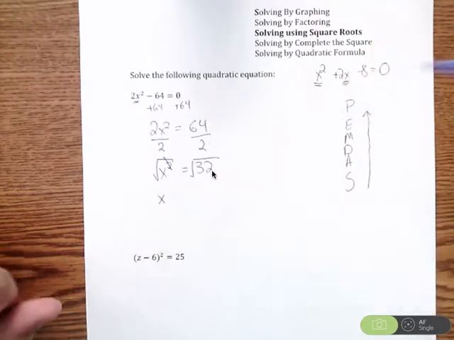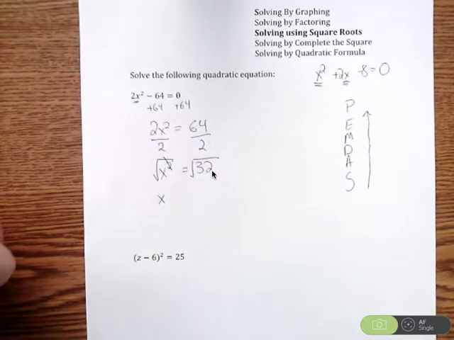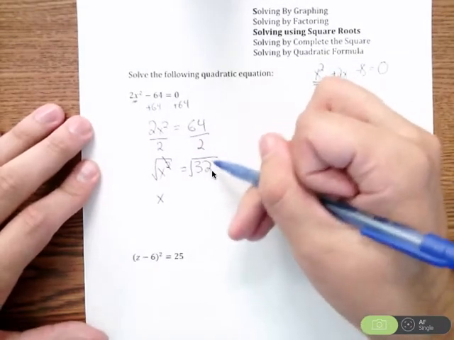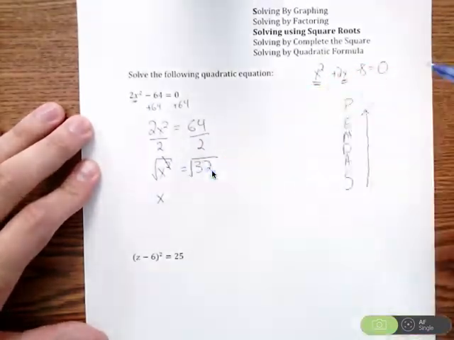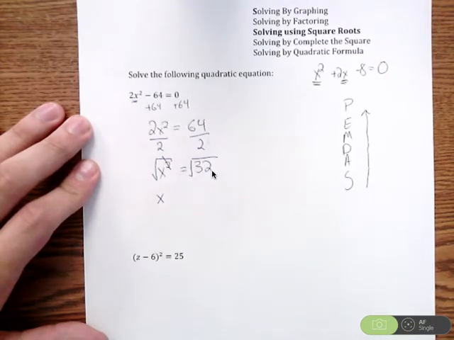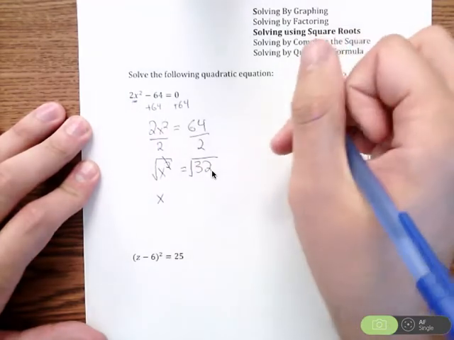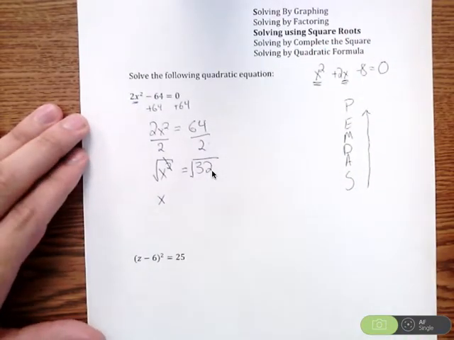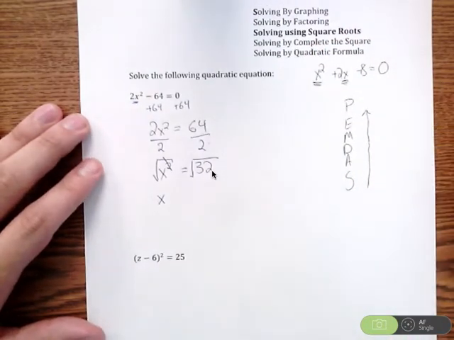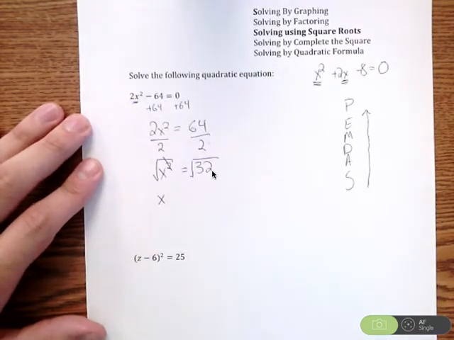Now, some of you might immediately reach for a calculator and try to figure out the square root of 32. It's going to come out to some decimal. What we want to do is find a way to simplify this, because we want a precise answer. So what we're actually looking for is, what numbers do I know the perfect square of? What numbers can I take the square root of?